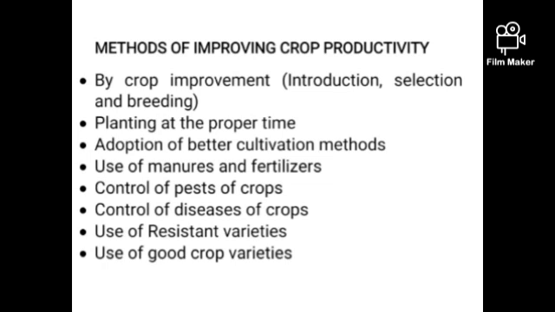Control of pests and diseases of crops. Use of resistant varieties. That is, because some crops are hardy, they can withstand pests and diseases. So when you use these pest resistant crops, it is another method of improving crop productivity, and also use of good crop varieties.